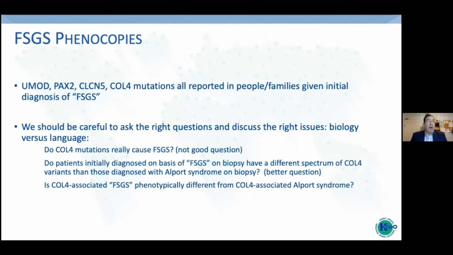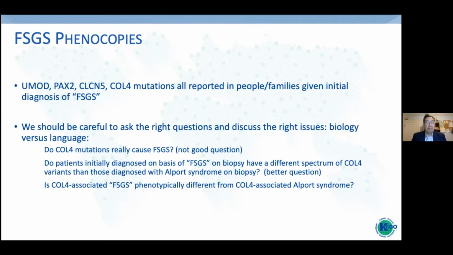With what we call FSGS, there's this issue of phenocopies. For example, UMOD, PAX2, CLCN5, type 4 collagen mutations have all been reported in people who were given the initial diagnosis of FSGS. So I think we have to be really careful about language and make sure we're talking about questions of medicine and biology and not questions of language when we talk about these things.